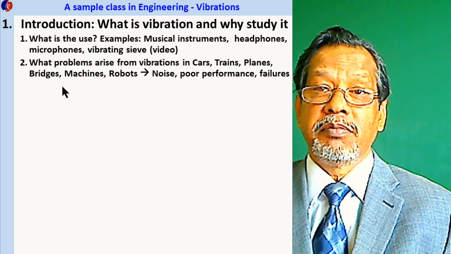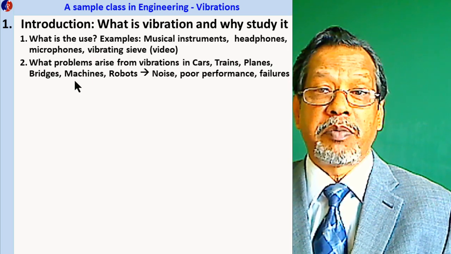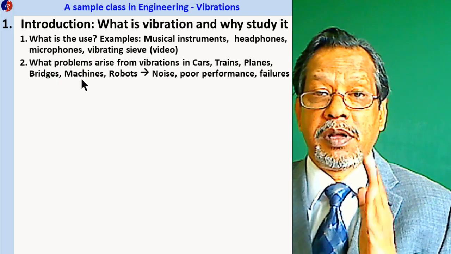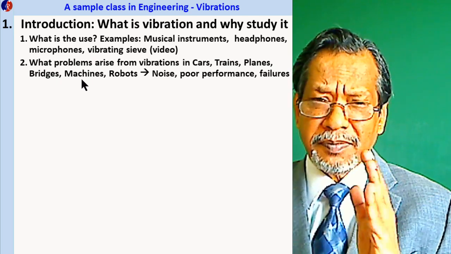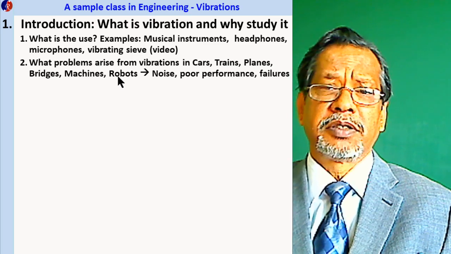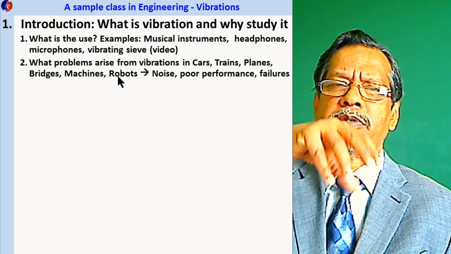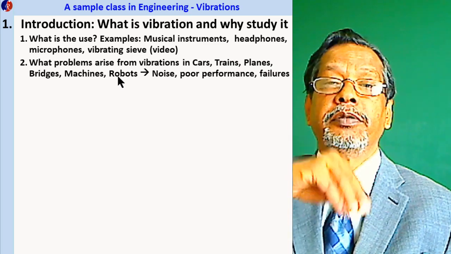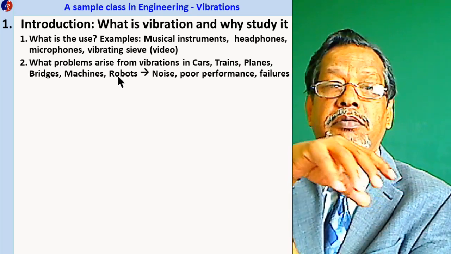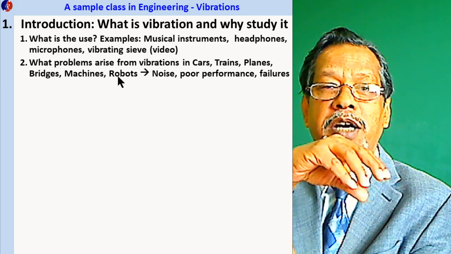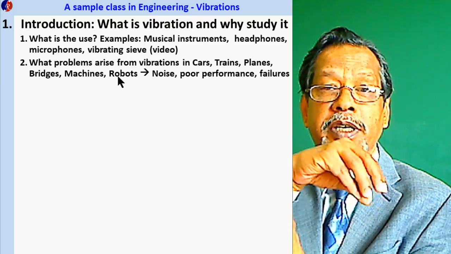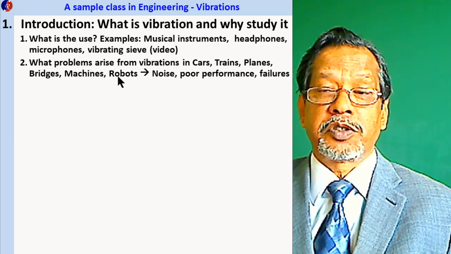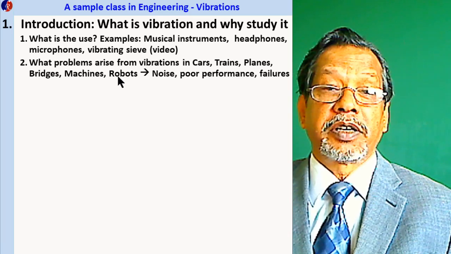Planes you have already seen. Bridges you have seen. Vibrate and create a lot of problems. Machines, most of the machines do move at a fast speed, causing vibrations. Robots, just to give you a simple example, suppose that's a robot arm that's supposed to put electronic components on a motherboard. If it vibrates and you don't know how to control it, how to design the robot arm and how to control it, it'll put the wrong components in the wrong places. It's not going to work. The entire effort is going to be useless. The product will not function.